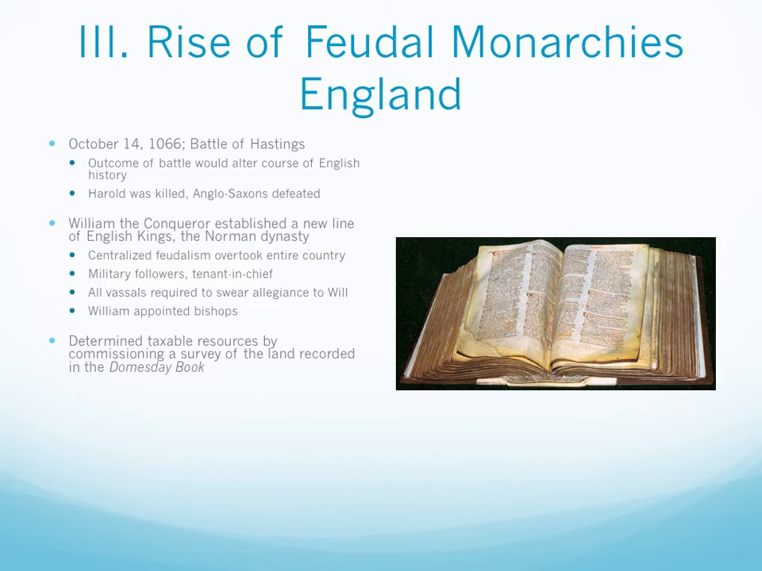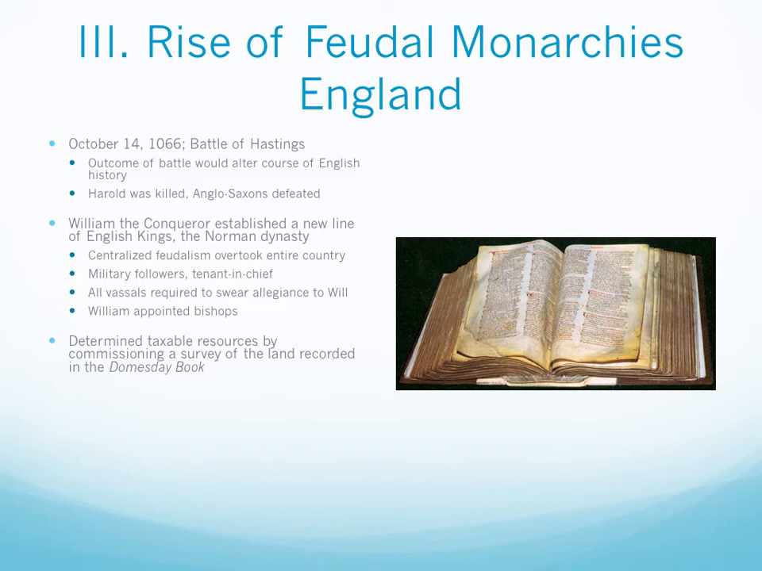So William the Conqueror is going to create centralized feudalism all over the entire country of England. He is the main lord, that's what that means, and then everybody else is a vassal to William the Conqueror. So all the vassals are required to swear allegiance to him. He will appoint the bishops, so he's kind of practicing lay investiture, which we've talked about before.